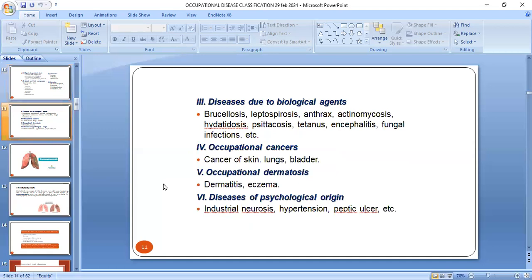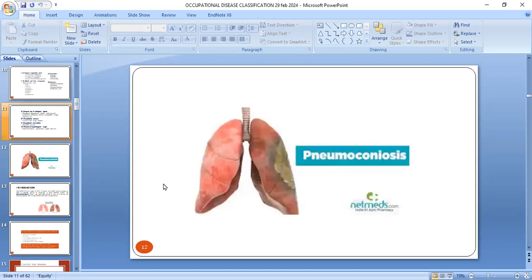Diseases due to biological agents, various microorganisms, like brucellosis, leptospirosis, anthrax, actinomycosis, hydatidosis, trichinosis, tetanus, encephalitis, fungal infection, etc. Occupational cancers can be caused in the workplace, like cancer of the skin, lungs, and bladder. Occupational dermatosis, like dermatitis and eczema, and diseases of psychological origin can be caused in industry: neurosis, hypertension, and peptic ulcer disease. Now coming towards pneumoconiosis.